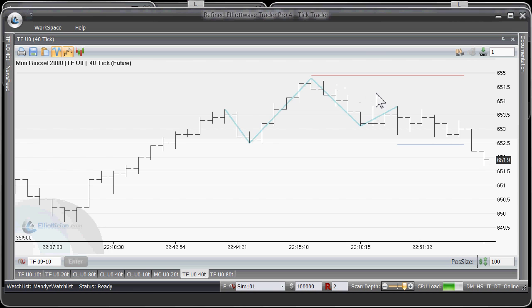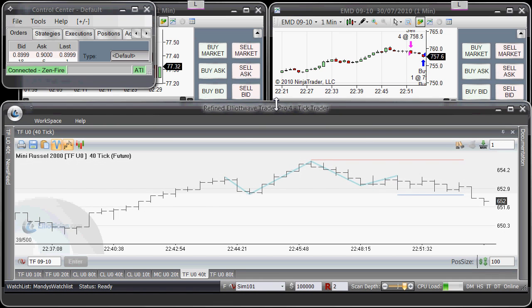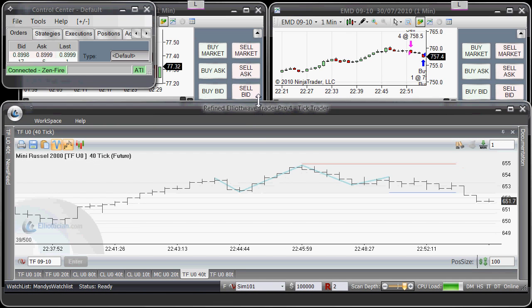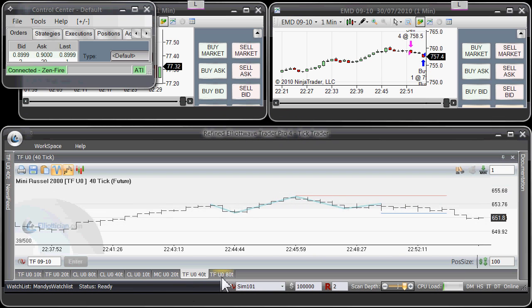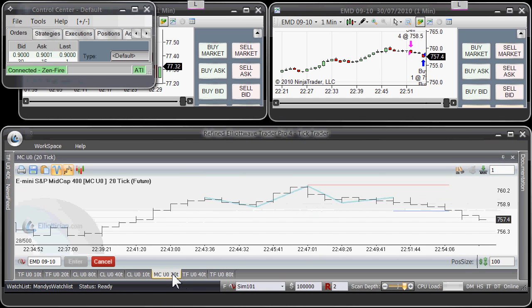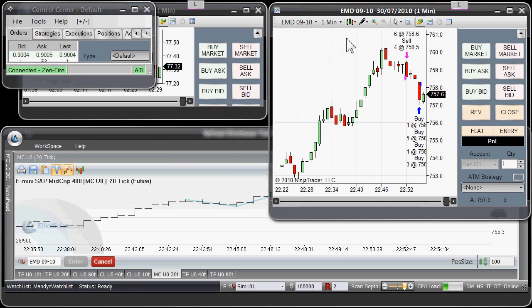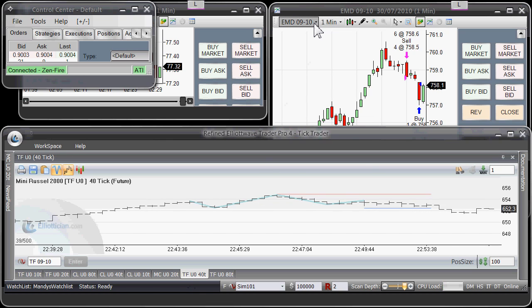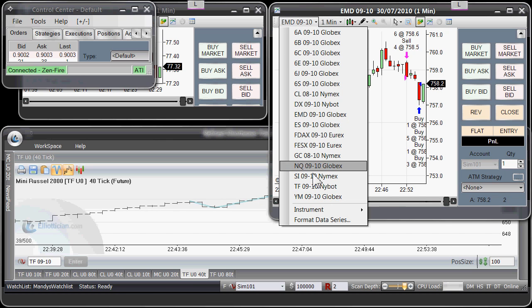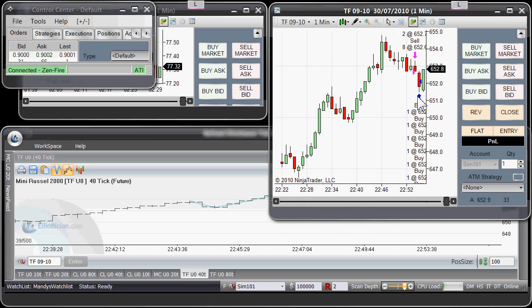And already the mini Russell has gone through the stop. And I believe we also had, let's see here, S&P Mini also went through the stop. So there's 2 winning trades within a couple of minutes. There you have the S&P Mini. It hit its target and came out for a profit. And also the Russell, let's just have a look at that, TF. So that happened even before I could even open up a chart, just all within a couple of minutes.